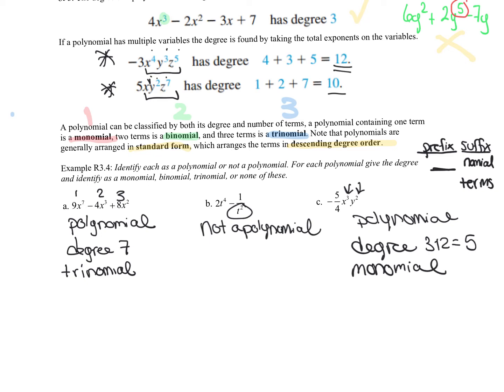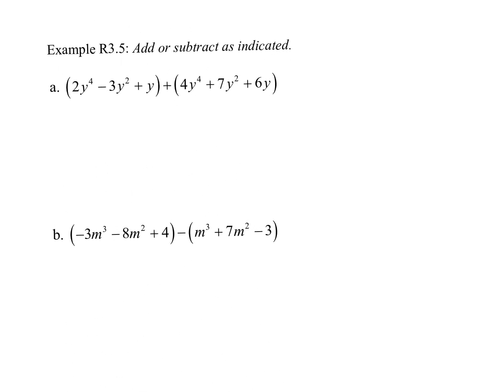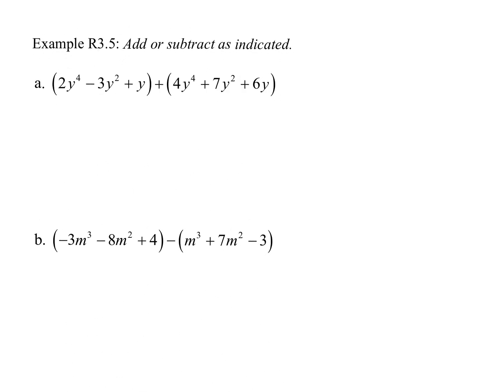So let's keep doing some math with polynomials. Okay, so let's add and subtract some polynomials by figuring out what their like terms are. So I'm going to just rewrite this first one because I'm adding right here in the middle. I really don't need the parentheses. 2y to the 4th minus 3y squared plus y plus 4y to the 4th plus 7y squared plus 6y.